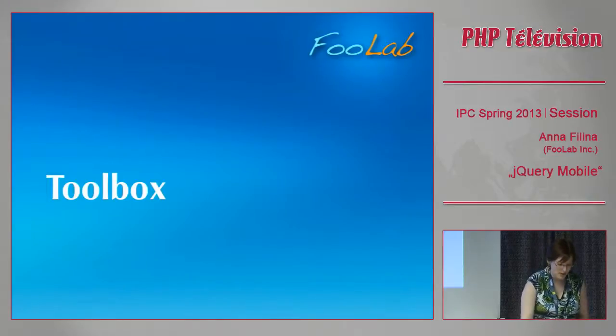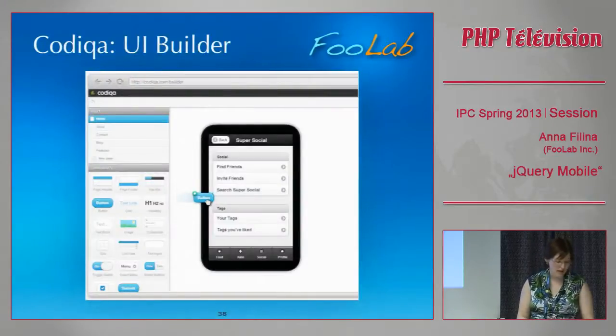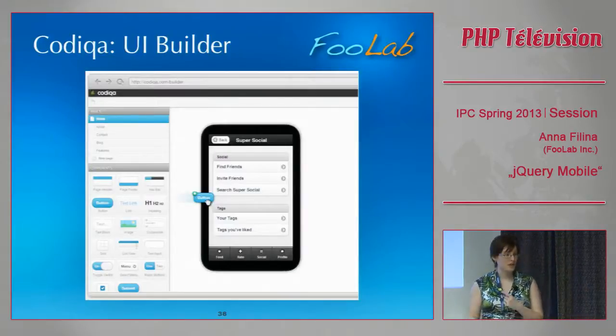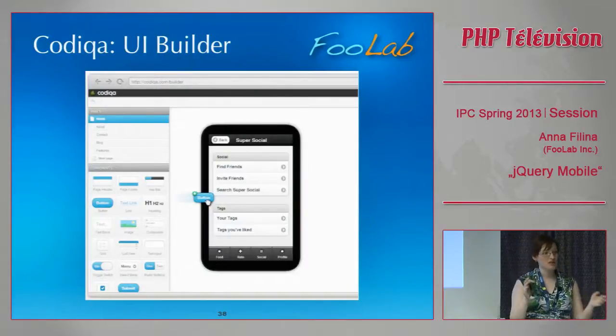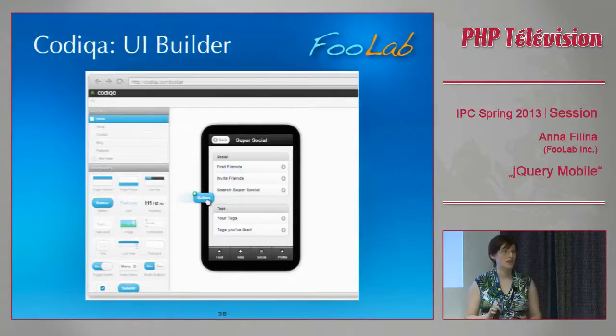Some interesting tools that you can use. You have a UI builder. The interface changed slightly; it's much more advanced now. So you can prototype your UI using this tool in the browser. You just drag your lists and buttons and see how it's going to look. And you just export the HTML and continue tweaking that.